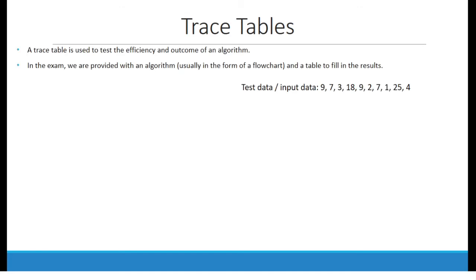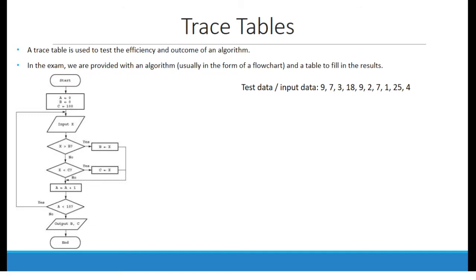A trace table is used to test the efficiency and outcome of an algorithm. In the exam, we are provided with an algorithm, usually in the form of a flowchart, and a table to fill in the results. For this question, we are given the test data 9, 7, 3, 18, 9, 2, 7, 1, 25, and 4. In our case, the test data is assigned as x since it says input x here.